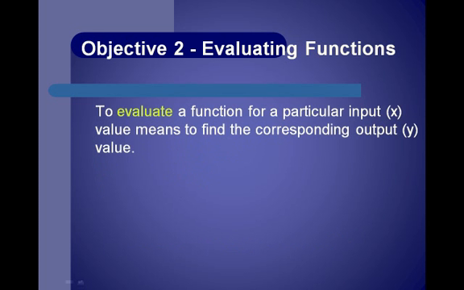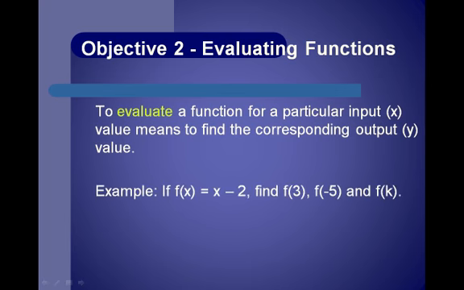Objective 2, evaluating functions. To evaluate a function for a particular input x means to find the corresponding output, or y. For example, if f of x equals x minus 2, f of x is just function notation, meaning the formula is called f and the variable is x. f of 3 means evaluate this function's value when you replace the x value with the 3. So f of 3 would be 3 minus 2, which is 1.